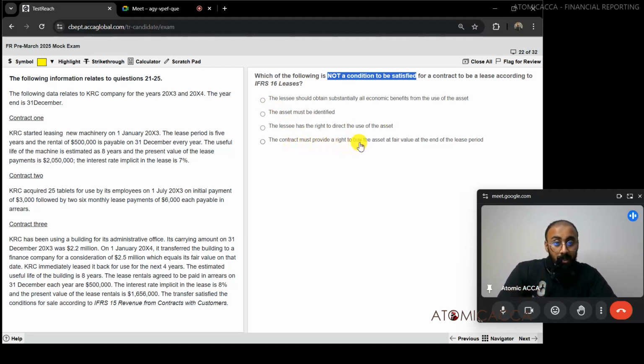Contract must provide a right to buy the asset at fair value at the end of lease period. There is no mandatory condition that lessee should have the right to buy that asset. Maybe it could be there, may not be there, depending on the contract. So that's not mandatory for a lease to come into existence. So option D is the answer.